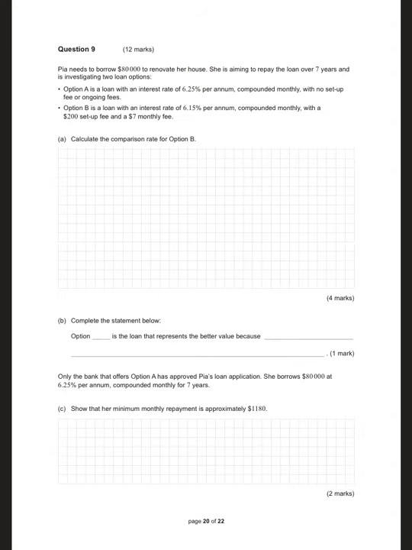Pia needs to borrow 80 grand. She's aiming to repay the loan in 7 years. Option A: interest rate of 6.25, compounded monthly, no fees. Option B: interest rate is 6.15, compounded monthly, $200 setup fee, $7 monthly fee. Find the comparison rate for option B. You don't need to find the comparison rate for option A because it has no fees, so that is the comparison rate. So N, it's 7 years times by 12.